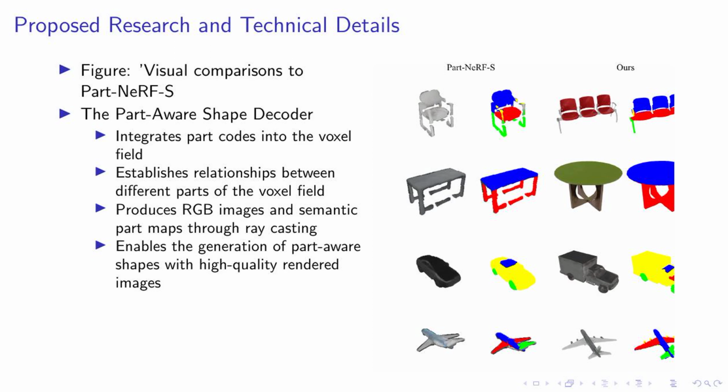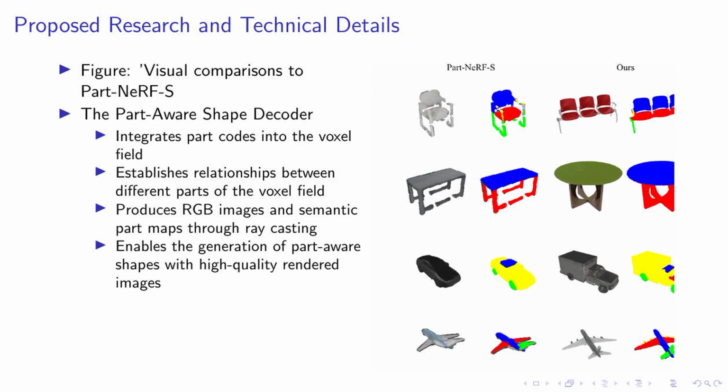The decoder also produces RGB images and semantic part maps through a process called ray casting. This not only enhances the visual quality of the images, but also provides valuable semantic information about the object's parts. The result: high-quality, part-aware shapes that are rendered with impressive detail and accuracy.